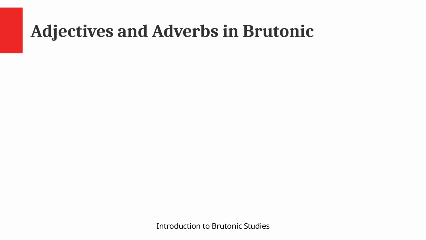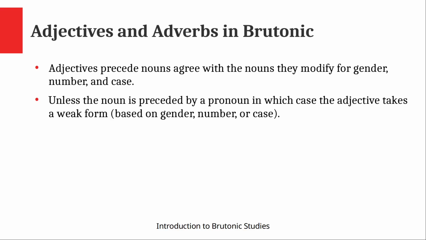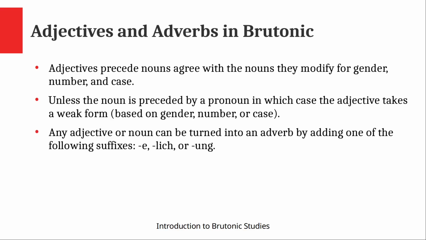Adjectives and adverbs precede the word they modify. Adjectives match nouns for gender, number, and case. However, if the noun phrase is preceded by a demonstrative, the adjective takes a separate weak form. Any adjective or noun can be treated as an adverb by adding the suffix e, loch, or ng.